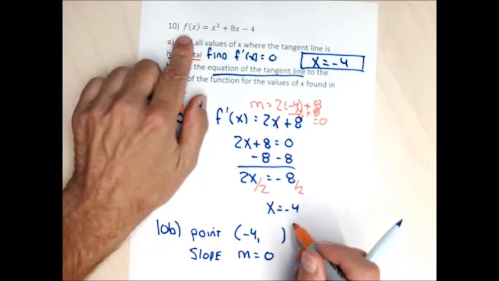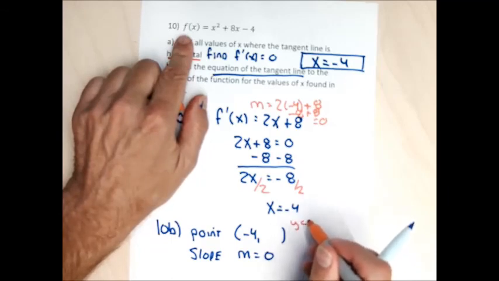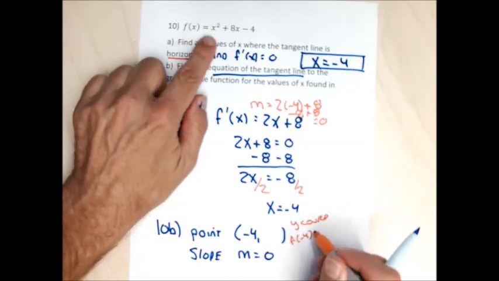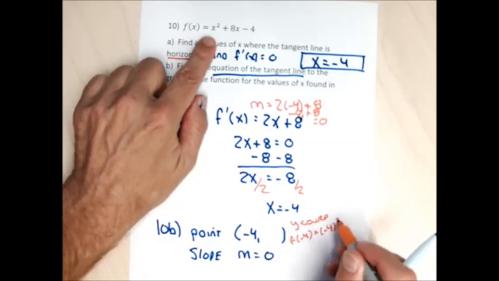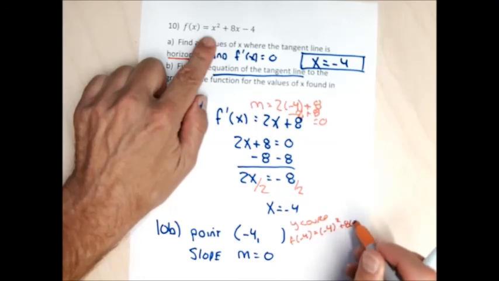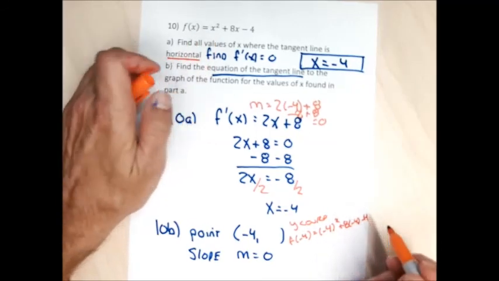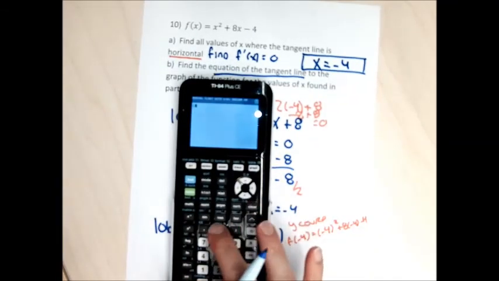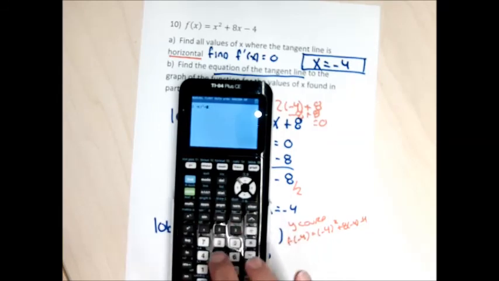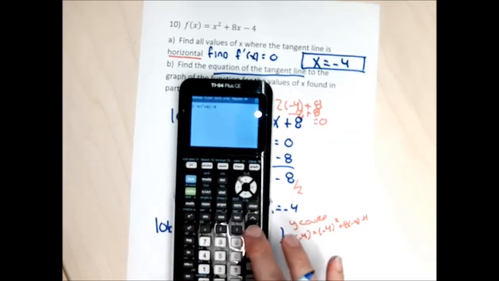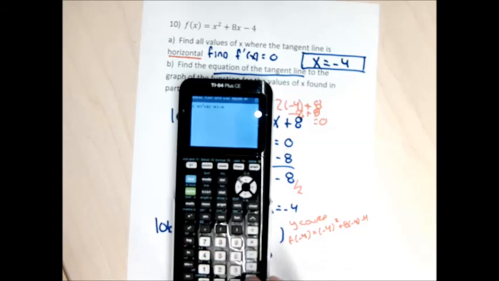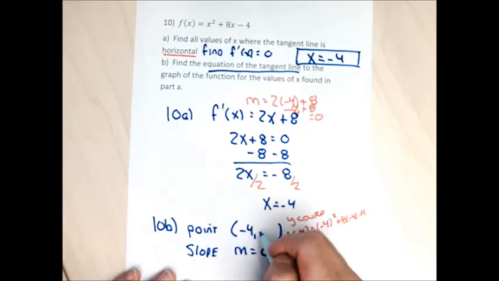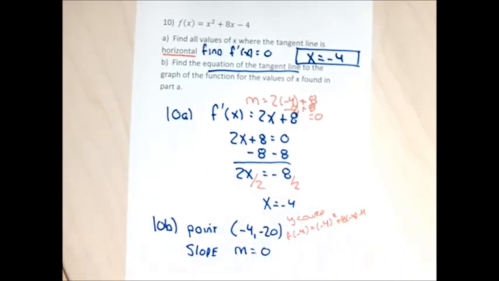To get the y coordinate of the point, you use the original function, so I'm going to go f of -4 equals -4 squared plus 8 times -4 minus 4. Do that on my calculator. So -4 squared plus 8 times -4 minus 4. I get -20 for the y coordinate, assuming I didn't make any dreadful mistake. So now I have a full point.